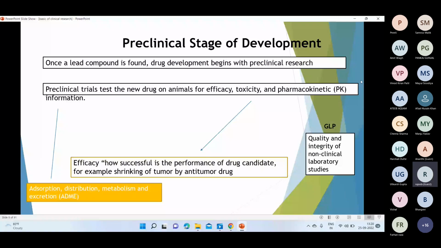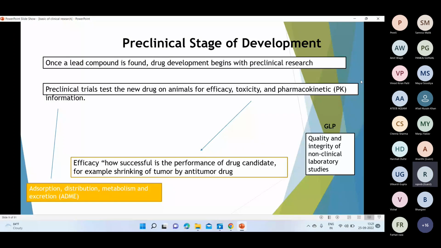So once we have a lead molecule, a molecule whose chemistry is good, right? The molecular weight is optimum, and it can be absorbed easily by the body, etc. Once the molecule with the desired characteristics is identified, we will test that molecule in animal models.